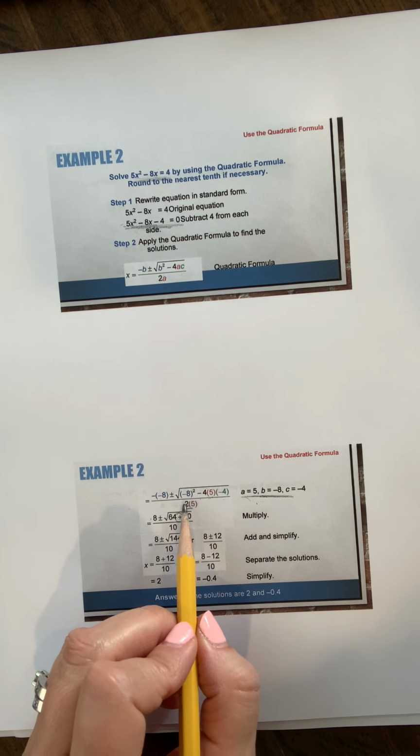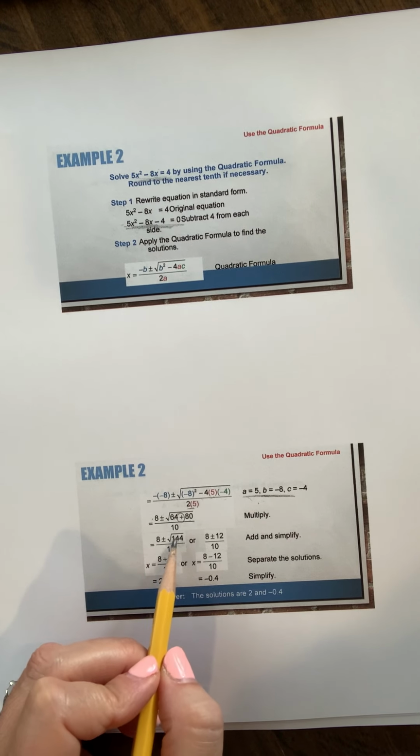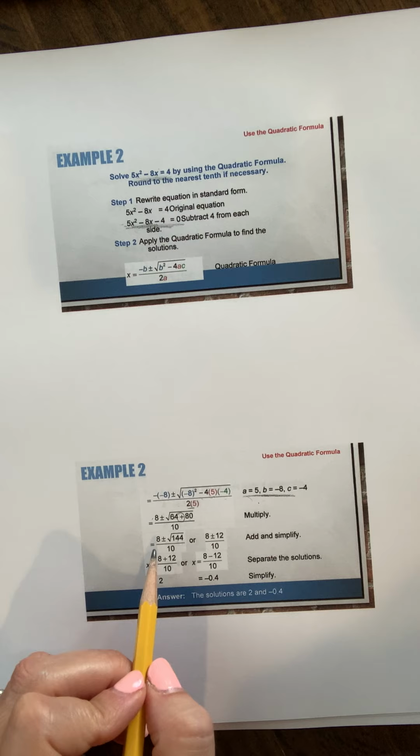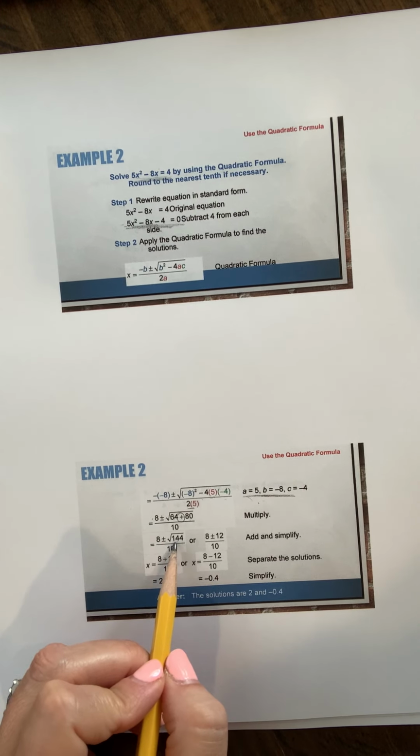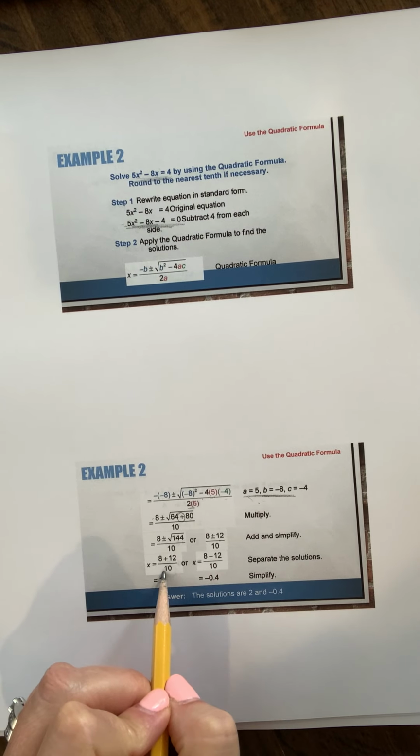And then if you notice here, we actually had a value for A. So 2 times A would be 2 times 5, which is 10. Okay, so I'm here. So I have 8 plus or minus the square root of 144 over 10. Now, the square root of 144 is 12. So I basically have 8 plus 12 over 10 and 8 minus 12 over 10.